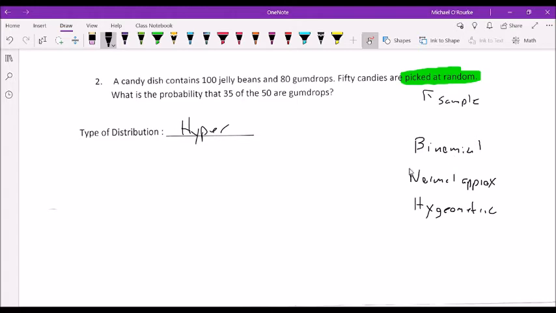So, we're hyper again, correct? Yep. So, A, N, R, and X. I almost want you guys to write it down first before I give it to you. How are we doing online with this, okay?